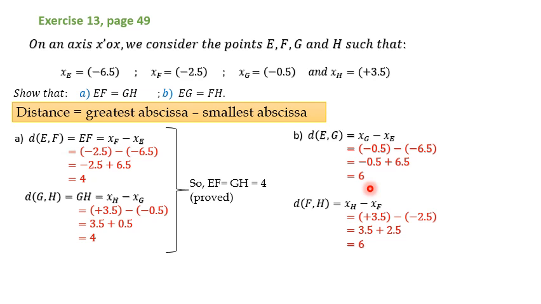What about FH? F is minus 2.5, H is plus 3.5. Positive number is always greater than the negative number. So it's XH minus XF, plus 3.5 minus 2.5. Again the same sign, so I replace them by a plus. 3.5 plus 2.5 is 6. EG equals 6 and FH equals 6. So they are equal to each other, and I have proved what they asked me to prove. Okay, I have to write here EG equals FH equals 6.